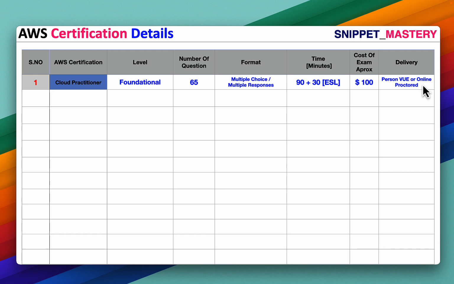But if you have a good environment at your home or in your organization, then you can register for the certification and book a specific date online, and then you can take up the certification. It's online proctored, meaning for the entire duration, 90 plus 30 minutes, a single proctor will be sitting and monitoring you remotely during your exam time.